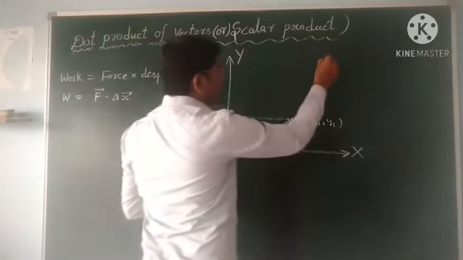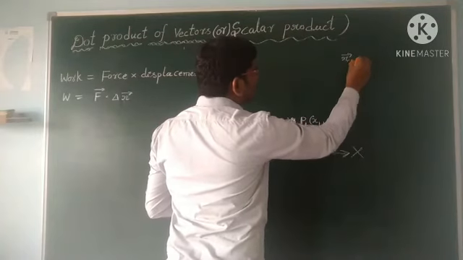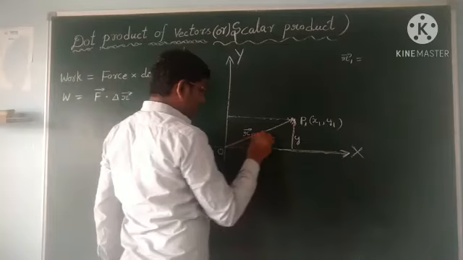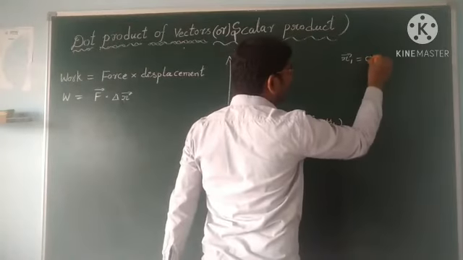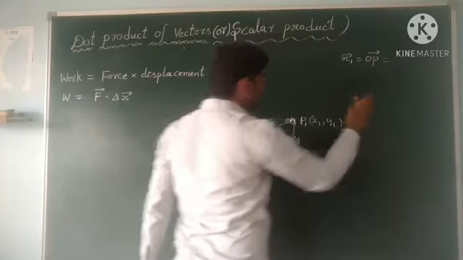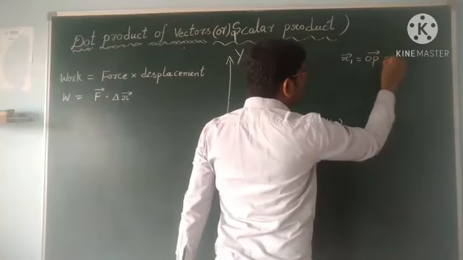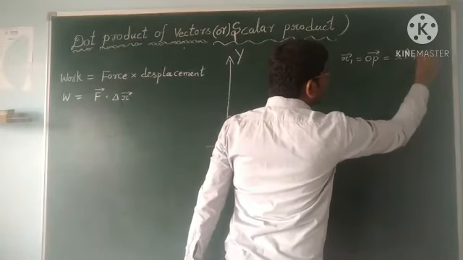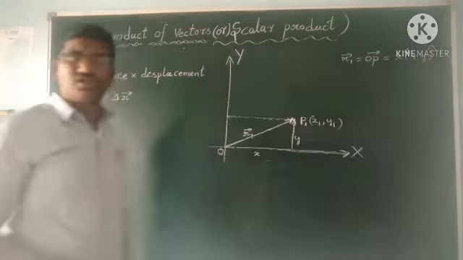So R1 bar is equal to, it starts at O and ends at P. So you are telling its position from O, that is called OP bar. That OP bar can be written as x into i cap plus y into j cap. That is called the position vector.